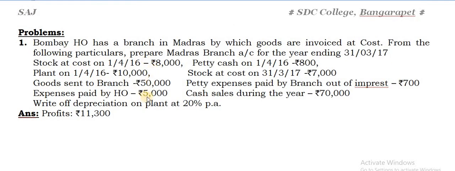We'll consider the first question. Bombay head office has a branch in Madras to which goods are invoiced at cost. This is the hint for us, that we are solving the problems under the first method, where goods are invoiced at cost. Never forget. Here you can notice which is the head office, Bombay head office, which has a branch at Madras. Now what are you supposed to prepare? You are supposed to prepare a Madras branch account in the books of Bombay head office.